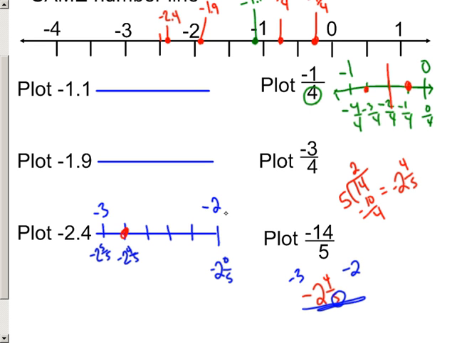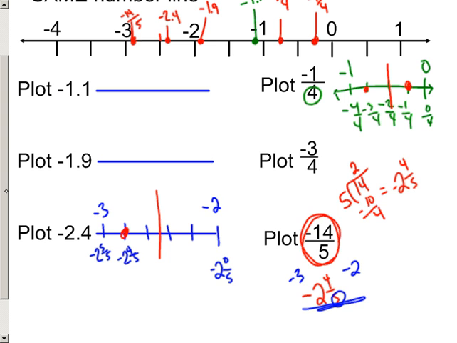Now look, guys, here's -2 way over here. Here's -3. If you found the halfway mark, probably right there. So it should be a little bit closer to -3 than it is the halfway spot. Puts it right here. And this is -14 over 5. Why aren't I writing -2 and 4/5? Because I'm using the same format they gave us.